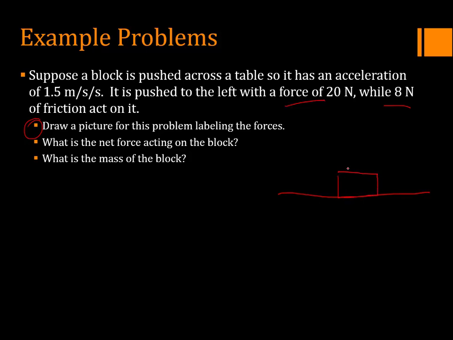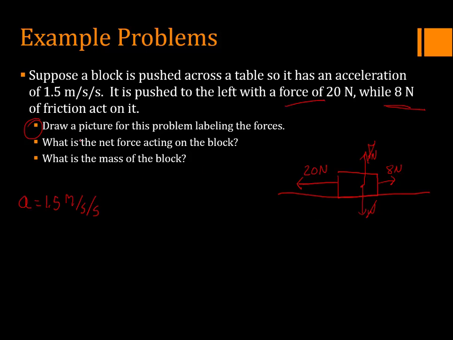So a block is pushed across the table so it has an acceleration. I'm going to write that down. a equals 1.5 meters per second per second. It's pushed to the left with a force of 20 newtons, which means on my picture over here, I'm going to draw 20 newtons. But I'm not going to write net force equals 20 newtons because it's not, because there's an 8 newton frictional force acting on it. Well, if I'm trying to make it move to the left, that means friction is pulling against me 8 newtons. Now there are two other forces here. There's weight pulling down and there's the normal force pushing up. But those two things are going to cancel. They're going to balance. So I'm not going to worry about them.